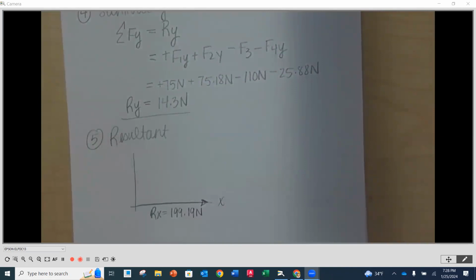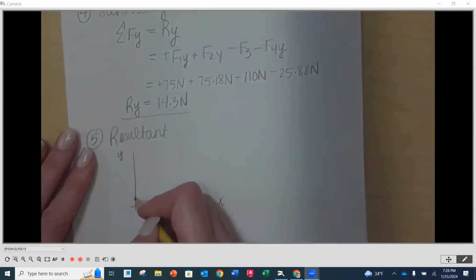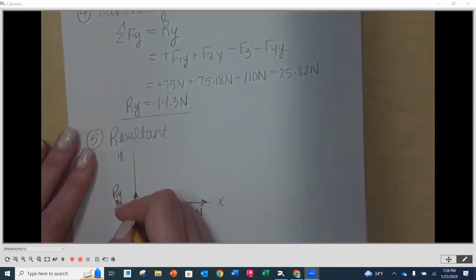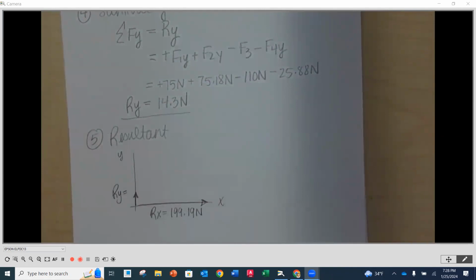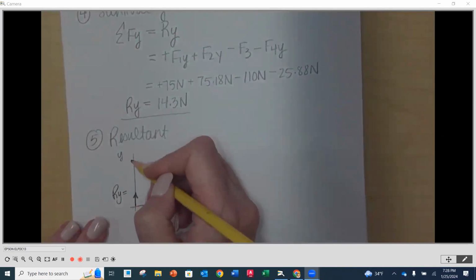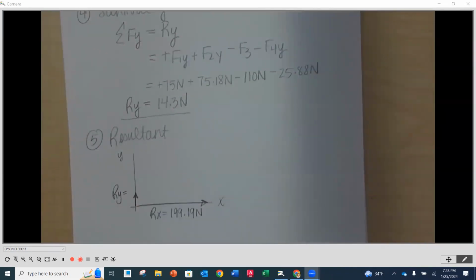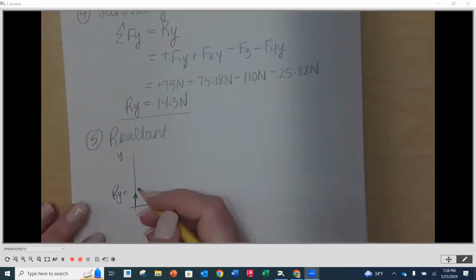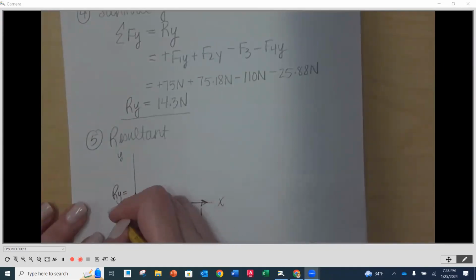Okay. And then on my Y axis, my RY is going to be very short compared to that X axis. So make it proportional. All right. Don't make your Y just as long as your X, because that doesn't look like a good representation. So think about your proportions here. So this is going to be 14.3 newtons for this one.